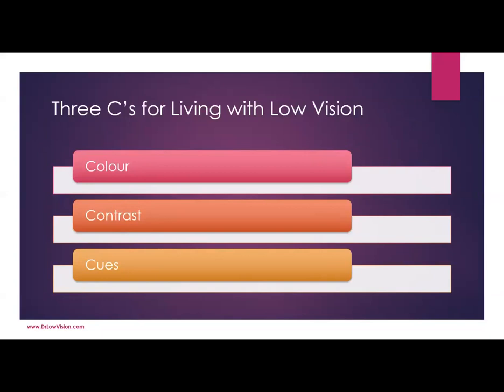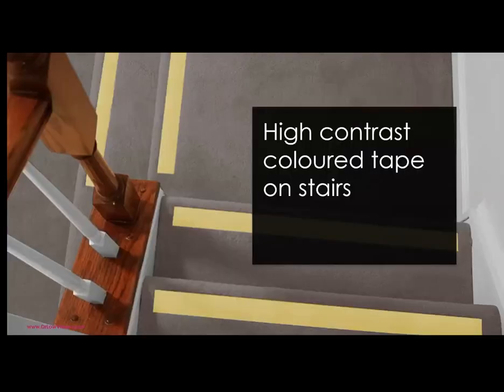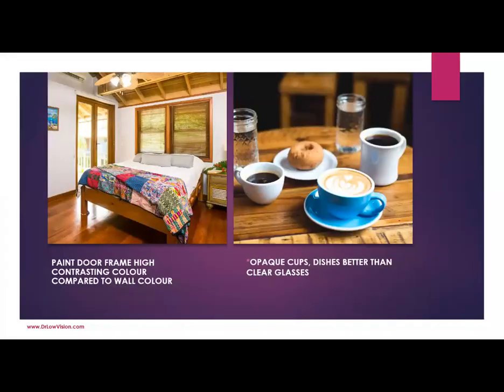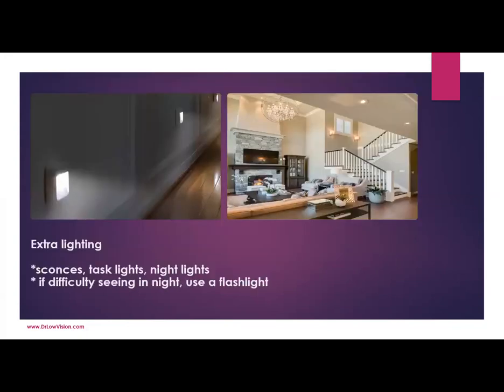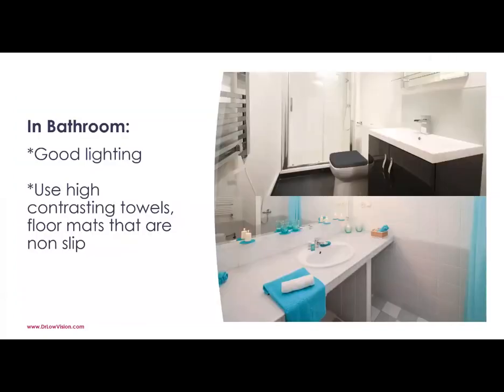And some other quick tips when we talk about low vision are color, contrast, and using various cues or information that they know from before. So high contrast color tape on stairs, having a different paint color on the door frame as opposed to the wall color, so it's a higher contrast. Using opaque cups and dishes rather than clear glass. Having good lighting in the home, so having night lights, sconces, task lights. If they have poor vision at nighttime, using a flashlight. Good lighting in the bathroom, using high contrast towels and mats can help, especially ones that are non-slip.